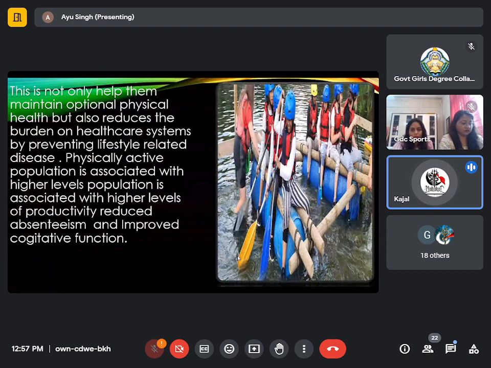This not only helps them maintain optimal physical health, but also reduces the burden on healthcare systems by preventing lifestyle related diseases. A physically active population is associated with higher levels of productivity, reduced absenteeism, and improved cognitive function.